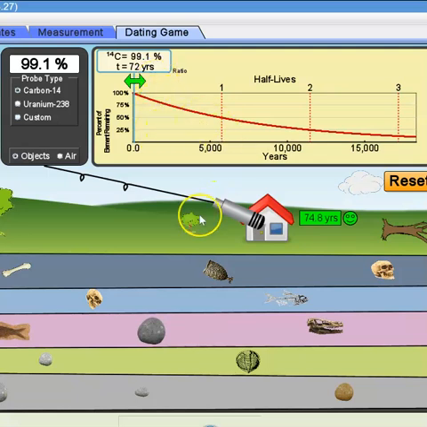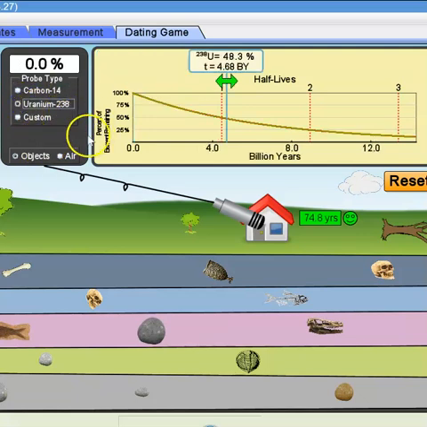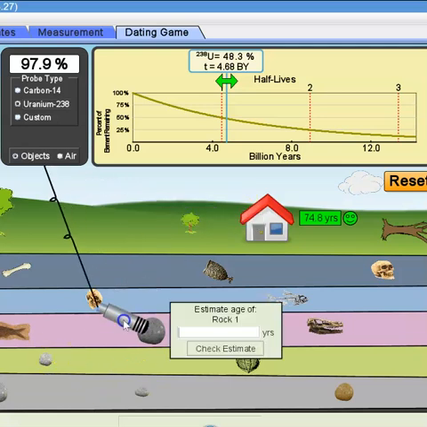So please feel free to try the simulator, and you guys can even go ahead and try using the uranium-238 probe for these different objects such as these rocks. However, do keep in mind that uranium-238 does have a different half-life than carbon-14, so the numbers being plugged into the equation will be different.